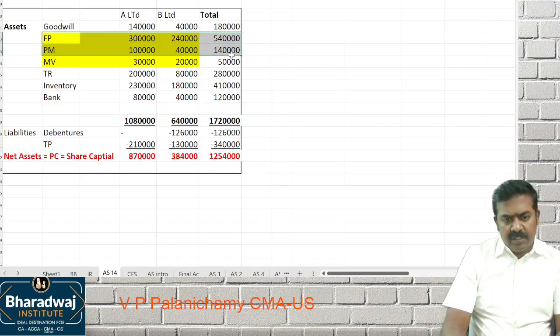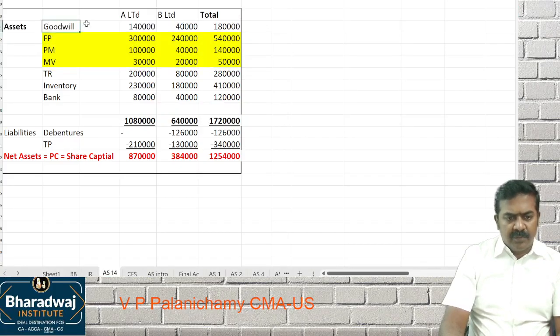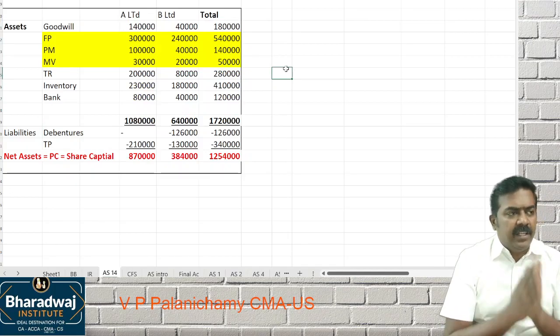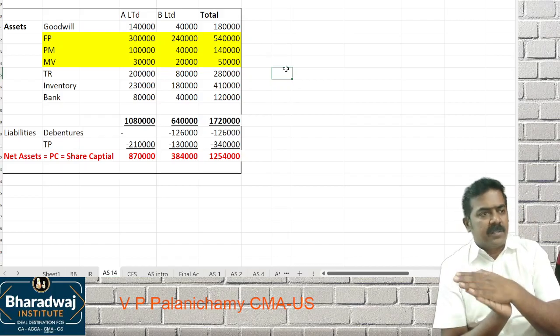Of course, these three assets will come as tangible fixed assets. Goodwill, of course, intangible asset. All these things will come. Do they ask you to pass journal entry? Yes. Please pass separate entry. Don't combine and pass. For A Limited separate entry, B Limited separate entry. Try it.